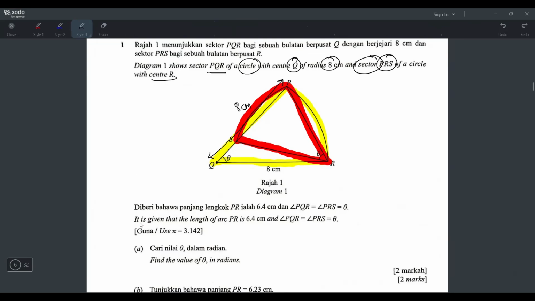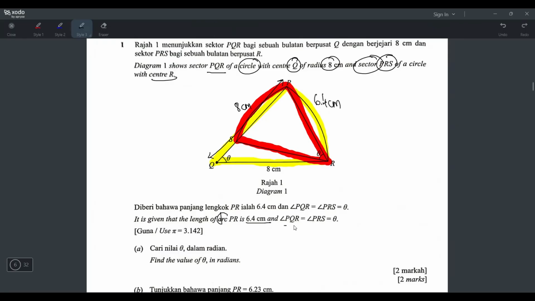Let's see what else here. It is given that the length of arc PR is 6.4. You can label this PR arc. The yellow arc is 6.4 cm. It means we can find theta by using the formula S equals R theta because we have the arc and we have the radius 8. If you take 6.4 divided by 8, you will straight away get theta in radian. But let's see what they want.